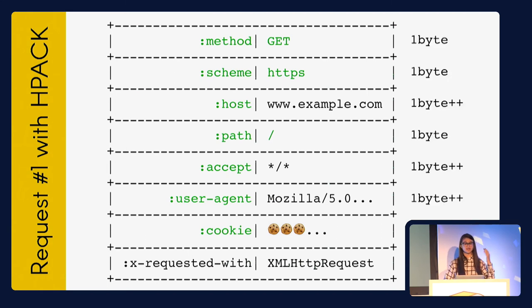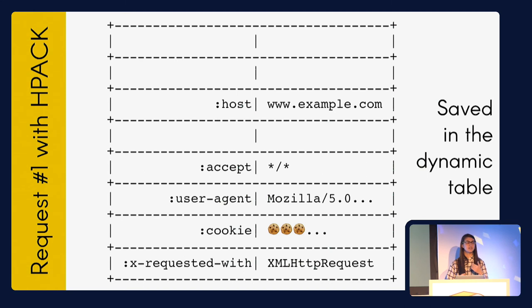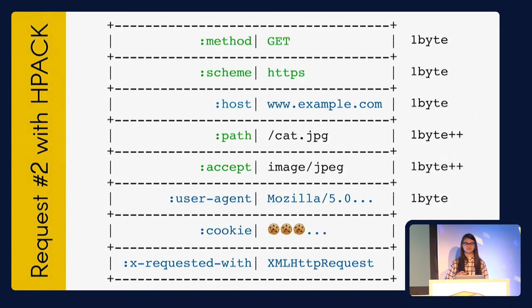So there's method GET, scheme HTTPS, path, user agent, cookie. All of these are used very often. All the leftovers, marked in black, are encoded using Huffman code. In addition to that, the key value pairs of headers that were just encoded using Huffman will also be appended to the dynamic table. Saving the cookie in the index table can save precious bytes for all subsequent requests.